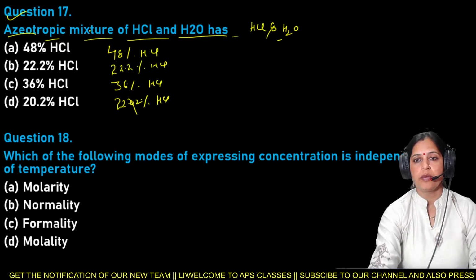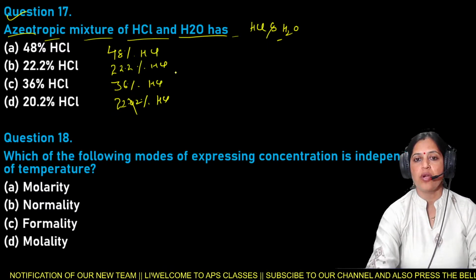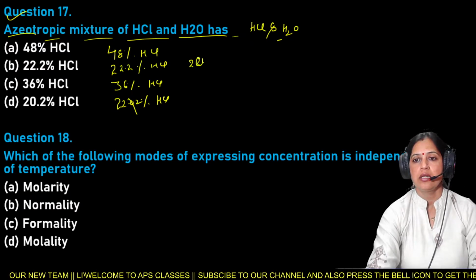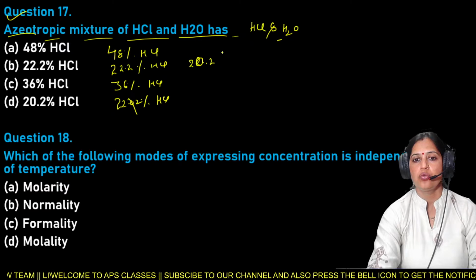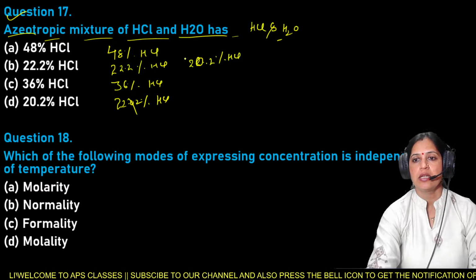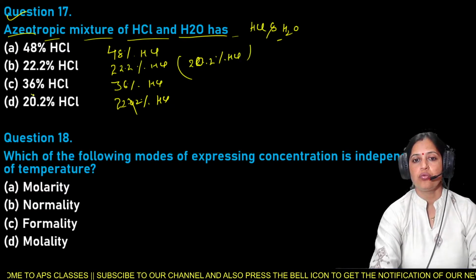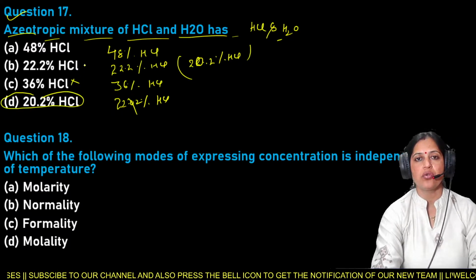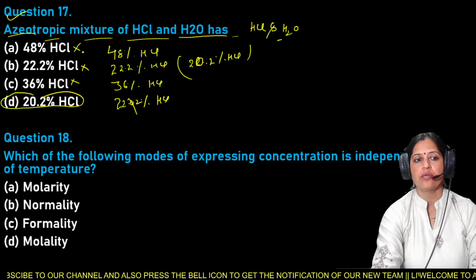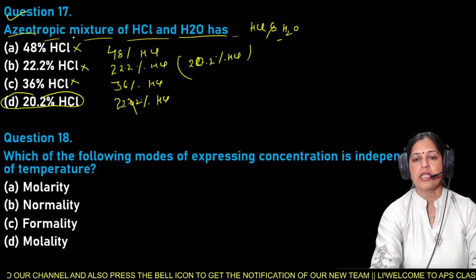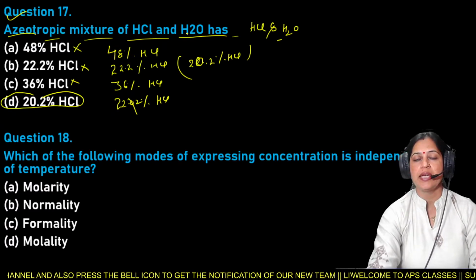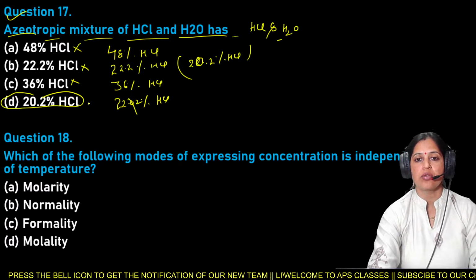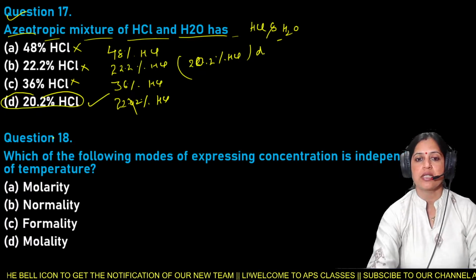An azeotropic mixture of HCl and H2O has 20.2% HCl. Not 36% HCl, not 22.2% HCl, and not 48% HCl. So here option D is the right answer.